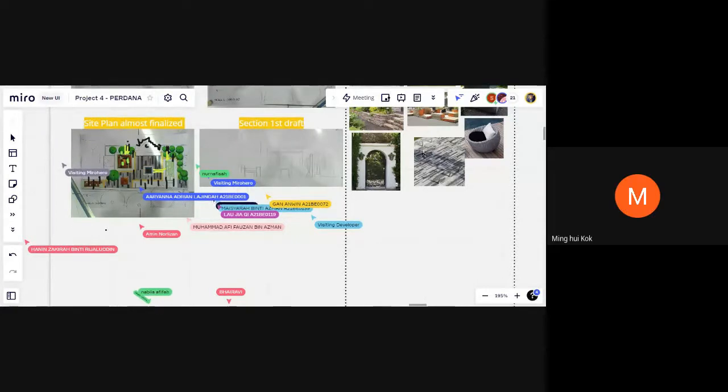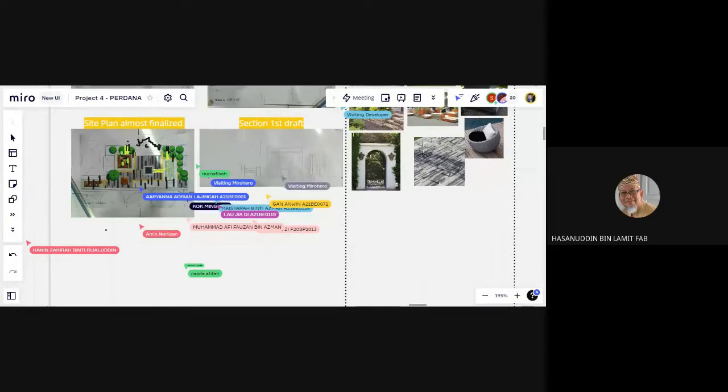Should I continue with my section? For my section, I only drew one section, from here. What scale is your section? 1 to 50? Oh, 150. I used 1 to 100. If you use 1 to 100, look at the size of the drawing here and the size of your plan. It will be the same size as your plan.